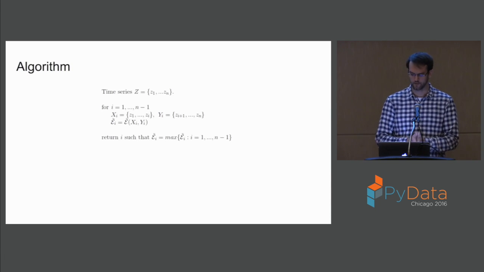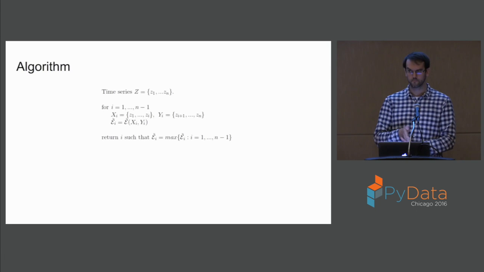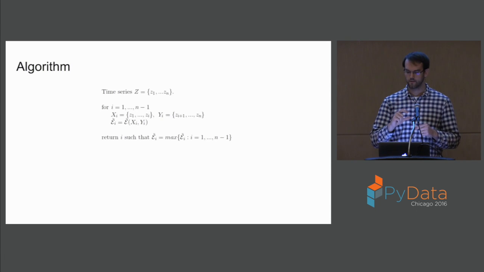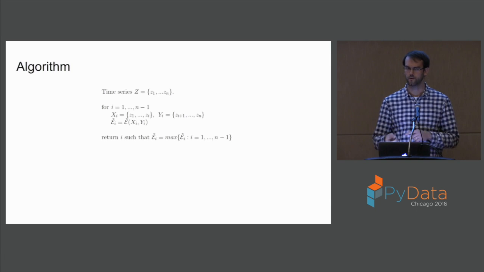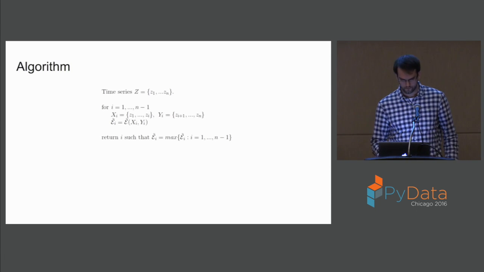So the algorithm actually returns the index of the point with the maximum energy distance. So saying if we split our time series at a certain point, when is the distance between those random variables the largest? That's the idea. And that's kind of going back to the median. That's why I graphed the rolling median rather than the rolling mean. So that's it. Thank you.